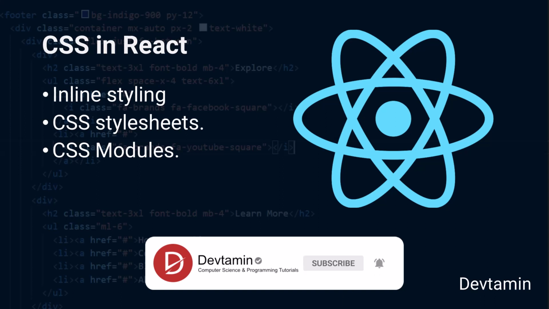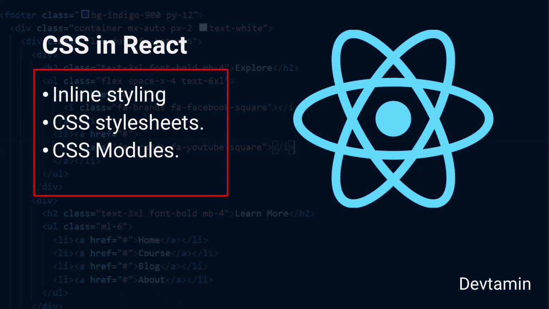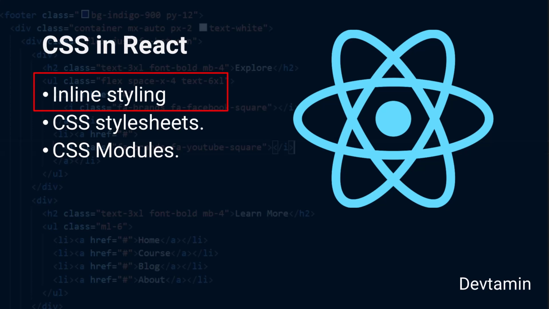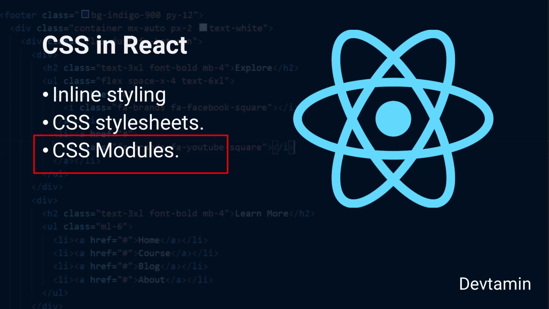In React, there are three common ways of using CSS. The first one is inline styling. The second one is CSS stylesheet. The third one is CSS modules.